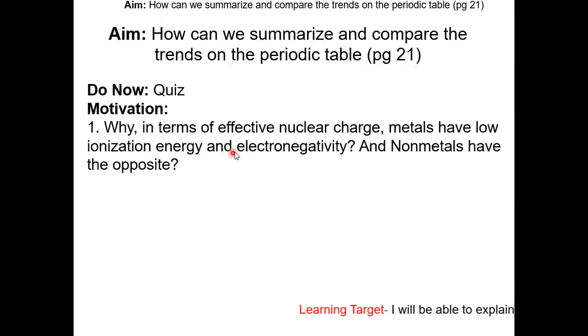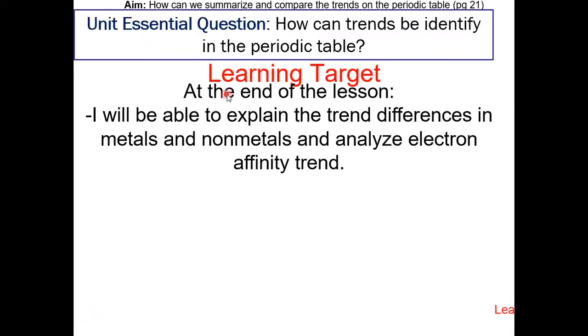Motivation. Why, in terms of effective nuclear charge, do metals have low ionization energy and electronegativity, and nonmetals have the opposite? Remember, in the first video lesson, I mentioned that metals have low ionization energy and electronegativity, while nonmetals have the opposite. In this video lesson, we will explain that. Learning target. At the end of the lesson, I'll be able to explain the trend differences in metals and nonmetals and analyze the electron affinity trend.